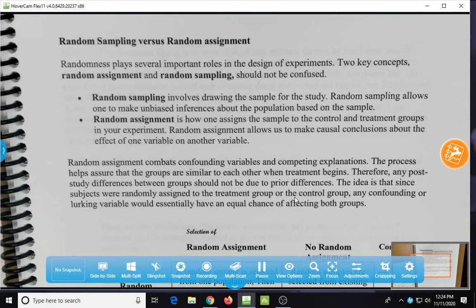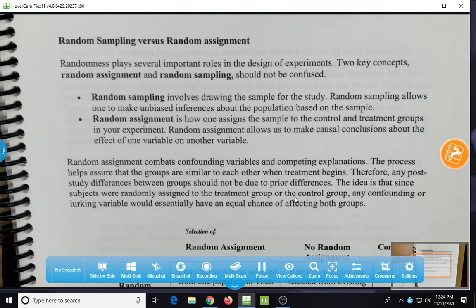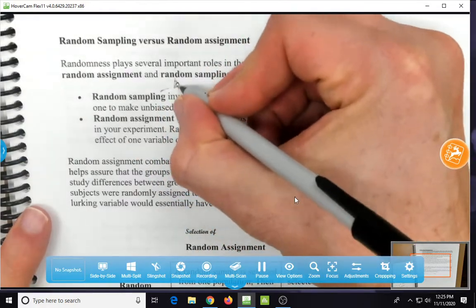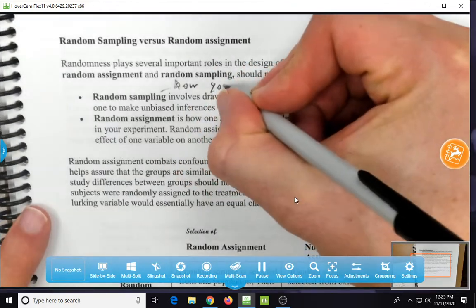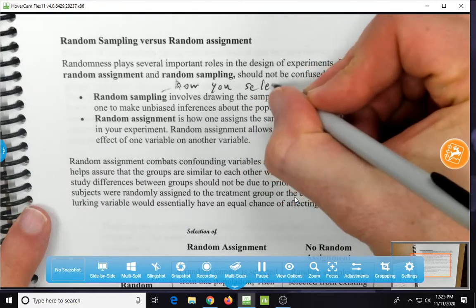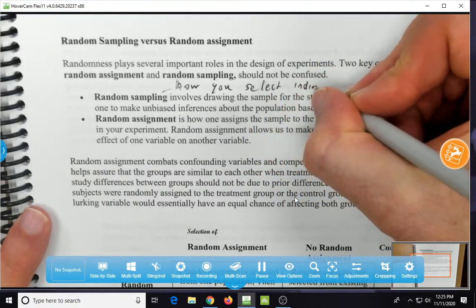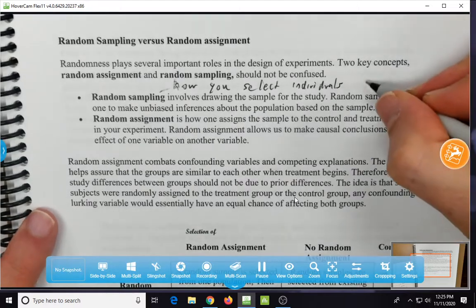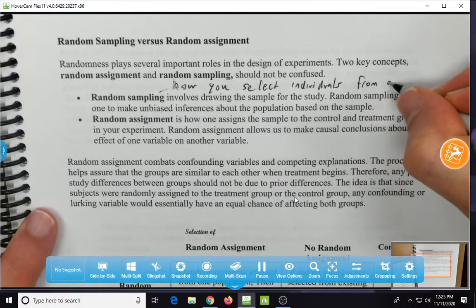Random sampling involves drawing the sample for your study. It allows you to make unbiased inferences about the population based on the sampling. So in other words, random sampling is how you select the individuals from a population to participate.